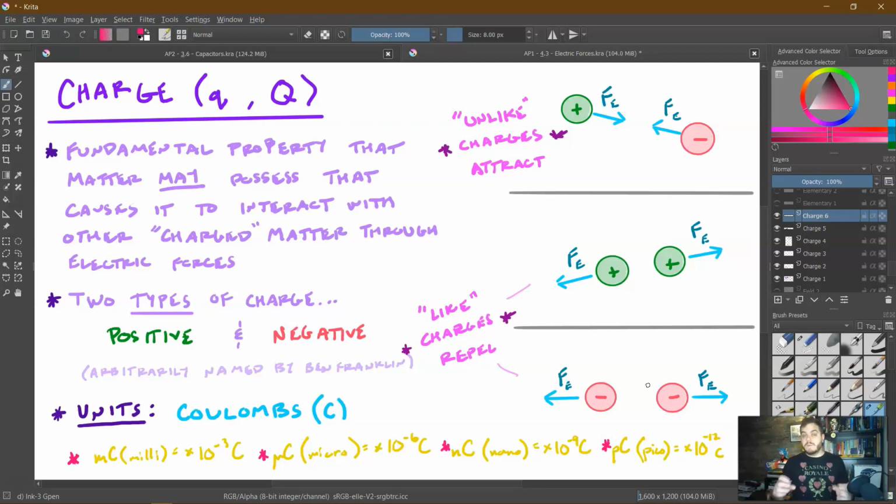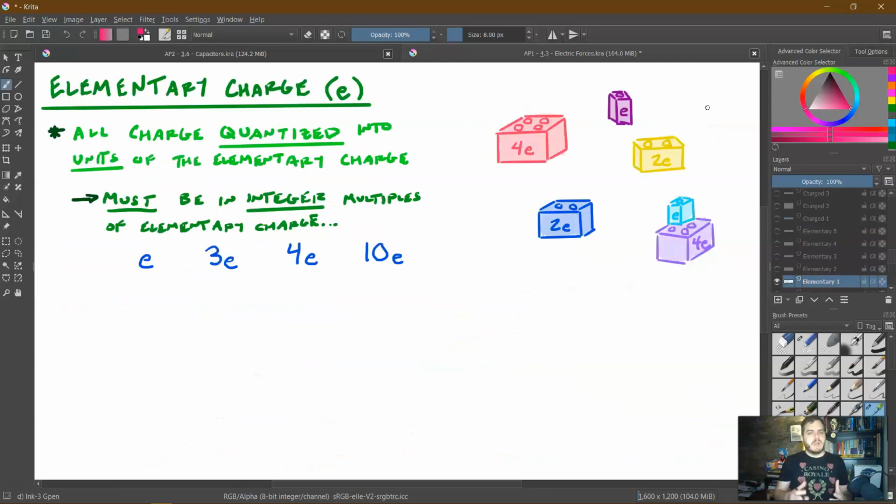Now, all of those are on your equation sheet on the back side, but it's good to be familiar with them at least. Now, charge has a unique property that we've not really dealt with in much detail in this course yet, which is that all charge is quantized.